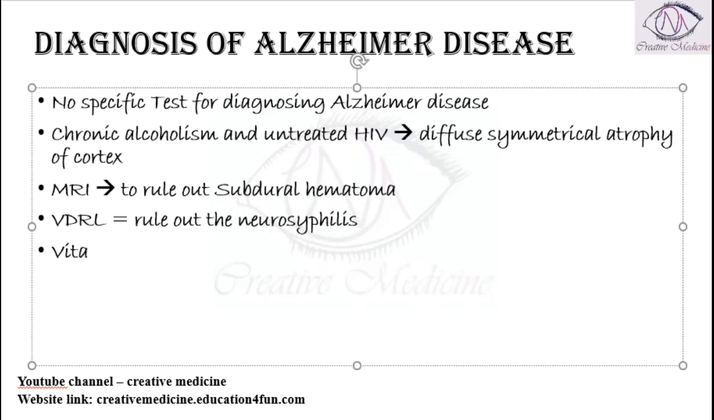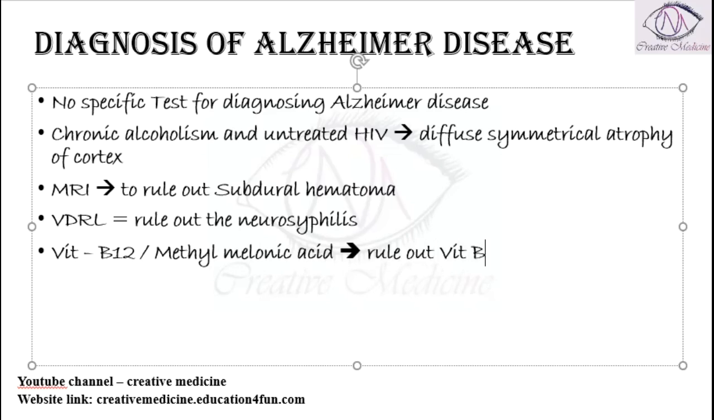We will do vitamin B12 levels, or we can also do serum methylmalonic acid levels. These are done mainly to rule out vitamin B12 deficiency. To rule this out, we can do vitamin B12 or methylmalonic acid.